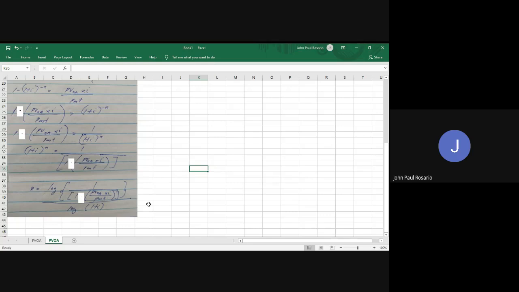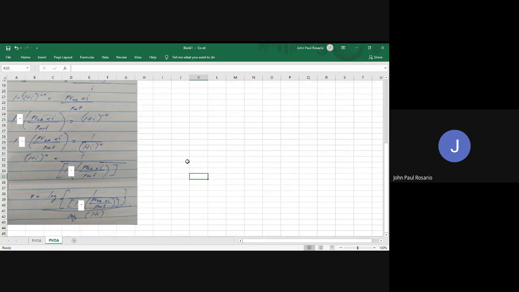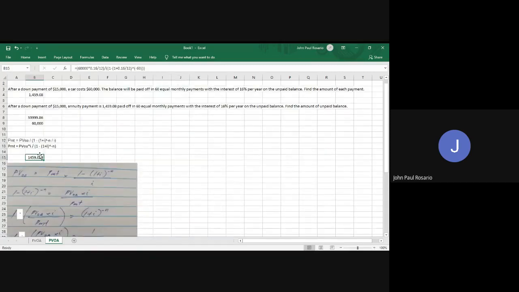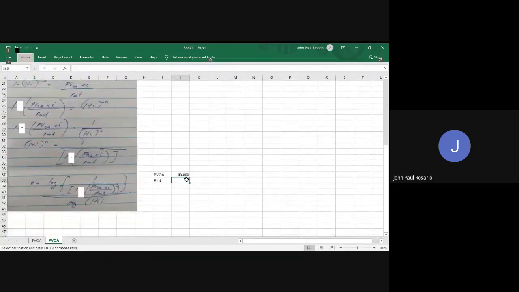Okay. So, let's try. Itong PV is 60,000, right? PVOA. Tapos, payment, how much is our payment? And then, our I is 0.16 over 12. Tapos, unsa pa? Wala man itong kailangan, no? So the question is N.